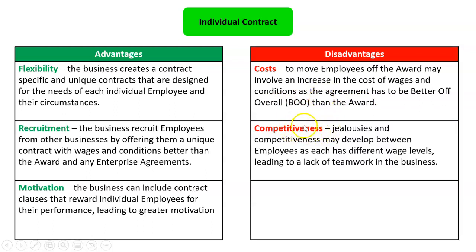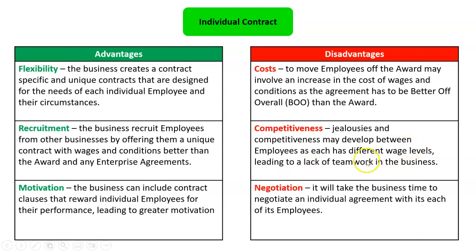Competitiveness, and you find this in professional sports. You're going to get jealousies and competitiveness between teammates or employees, as each person has different wage levels, and that can lead to a lack of teamwork. People looking at the next person going, why do they get more than me? And so on. And lastly, negotiation.